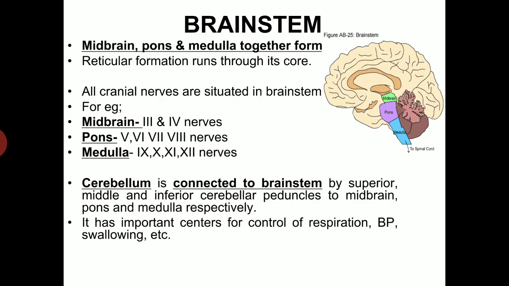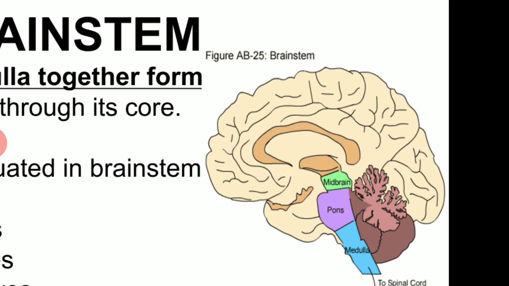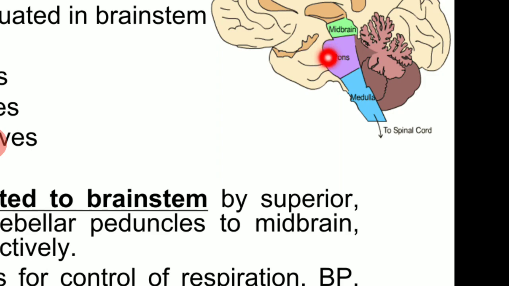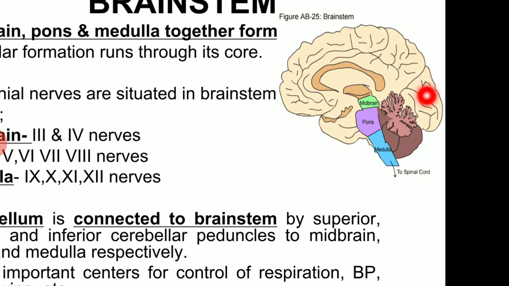Now brainstem. Midbrain, pons and medulla together form a structure which is known as the brainstem. So it is a stem-like structure. You can see here midbrain, pons and medulla. Okay. So this is known as the brainstem. And this portion is known as the cerebellum, which is attached to the brainstem. And this is the cerebral cortex. This is the cerebral cortex.